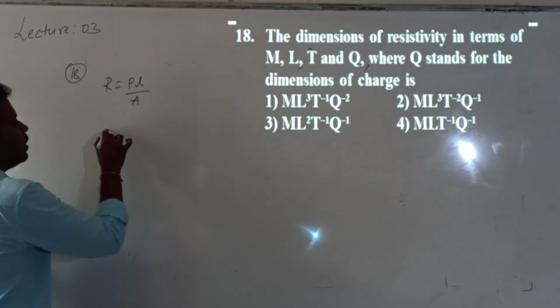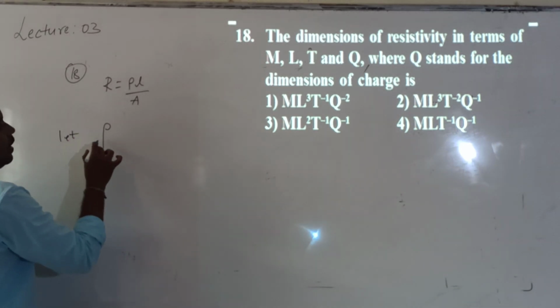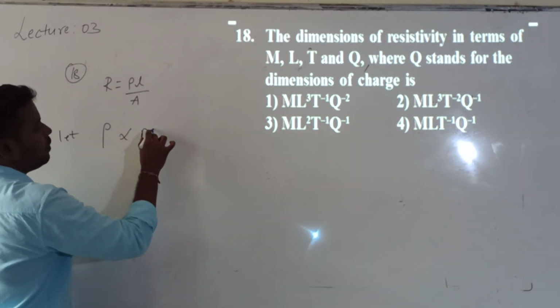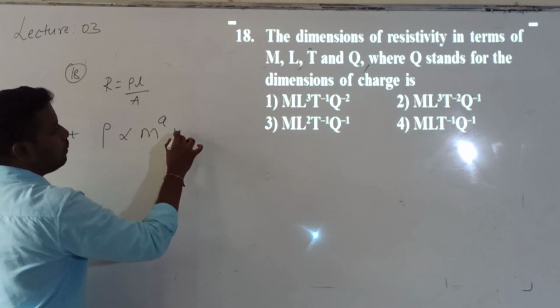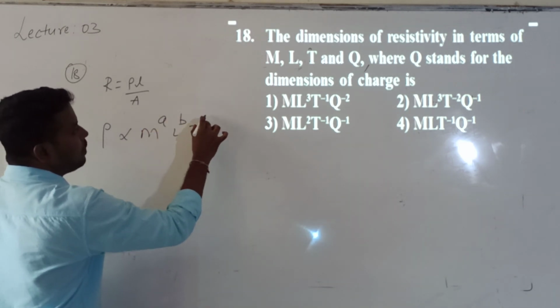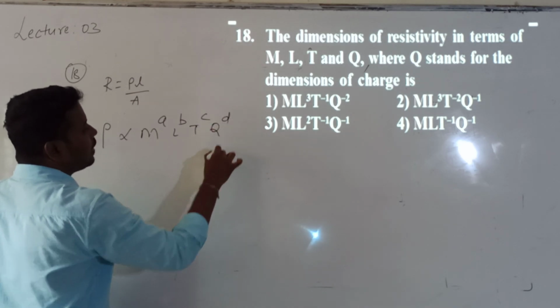So what do I want to write? First let me consider rho proportional to M power a into L power b into T power c into Q power d.